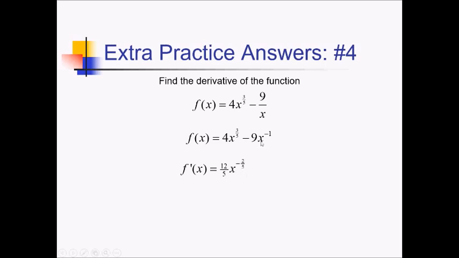For this next one, I'm going to have positive 9 if I do negative 1 times negative 9. So positive 9 x to the negative 2 because I've got to subtract 1 from negative 1.